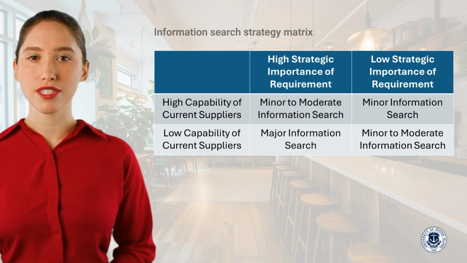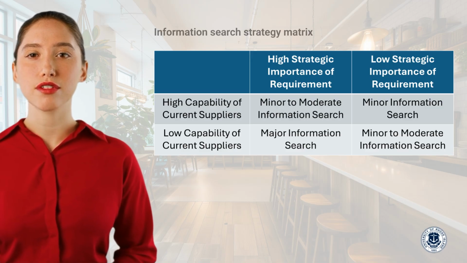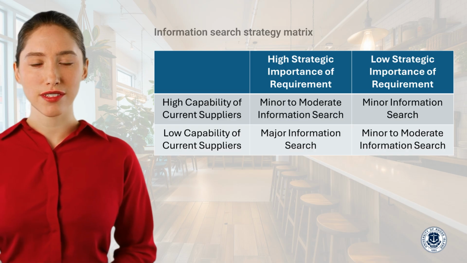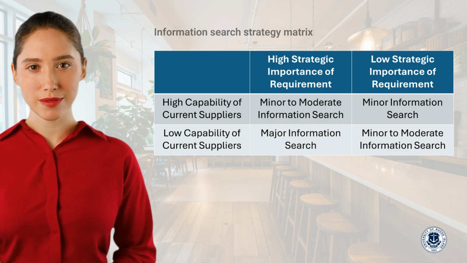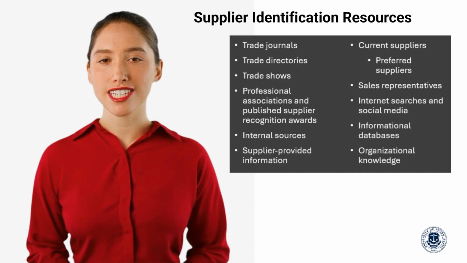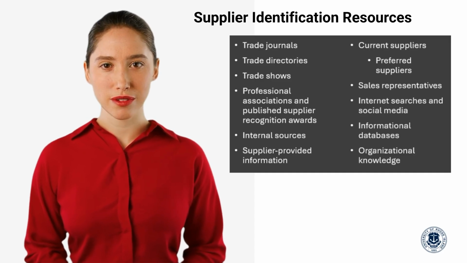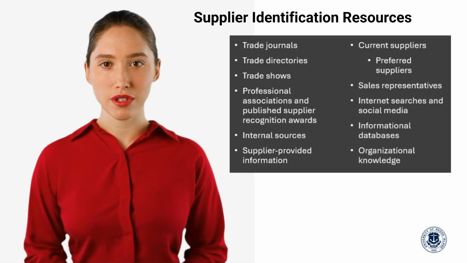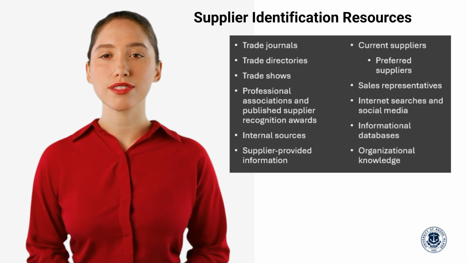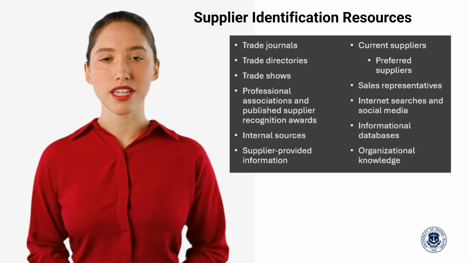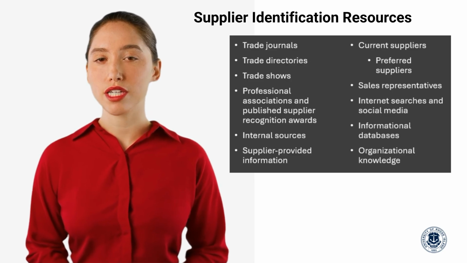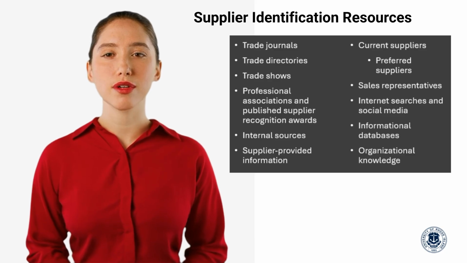The following information search strategy matrix helps purchasing professionals decide how much effort to invest in identifying suppliers based on risk and importance. Not every purchase warrants exhaustive global searches, but critical items often do. Organizations rely on a wide range of supplier identification resources. These include trade journals, directories, trade shows, professional associations, internal databases, current and preferred suppliers, sales representatives, internet searches, and supplier-provided information. Over time, firms also build organizational knowledge, which becomes one of the most valuable sourcing assets.